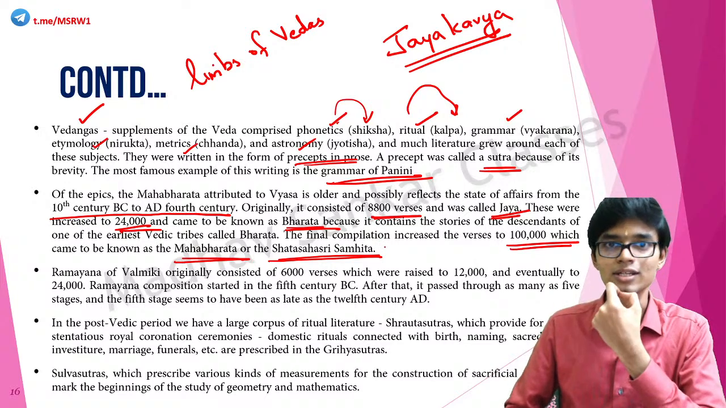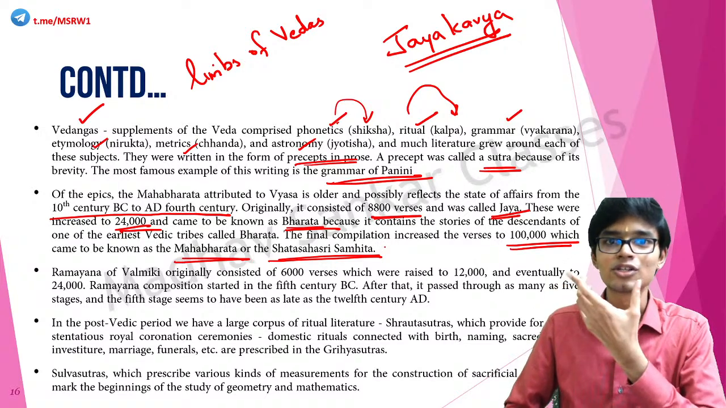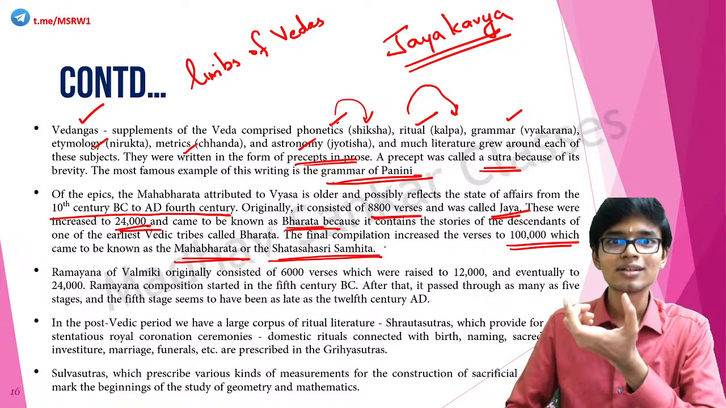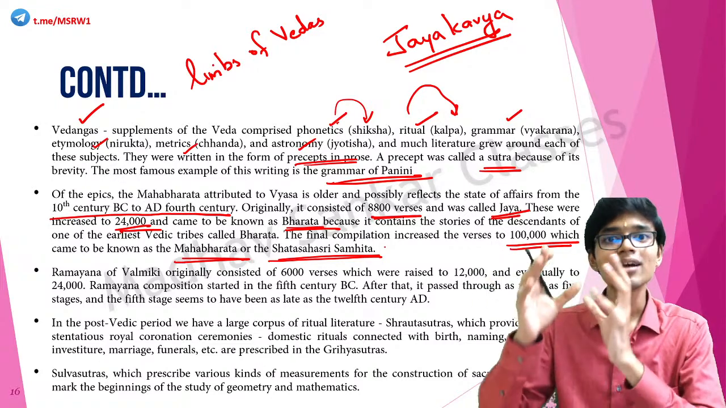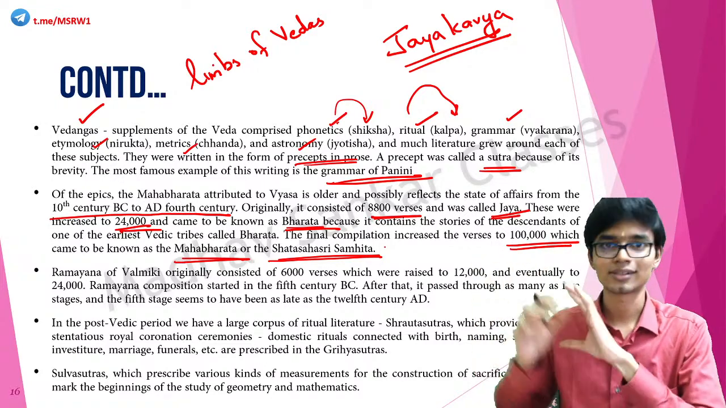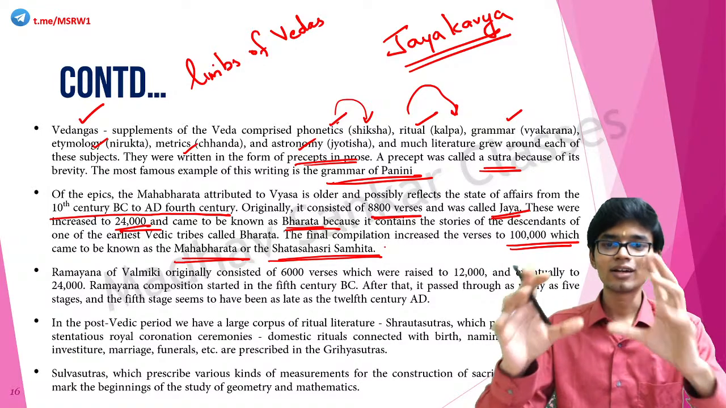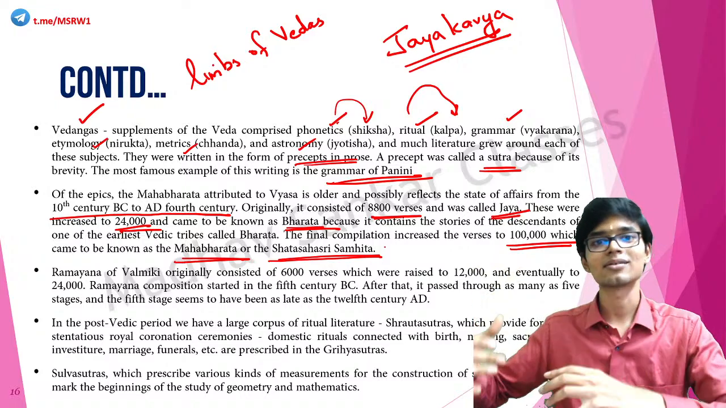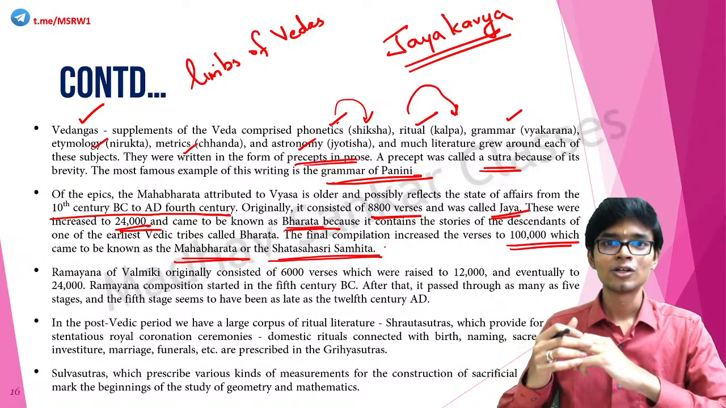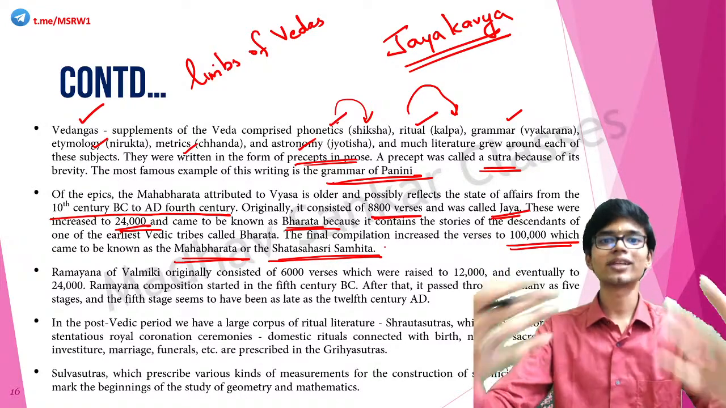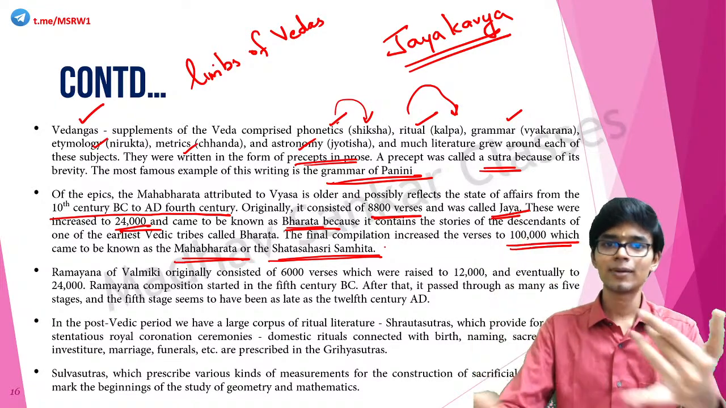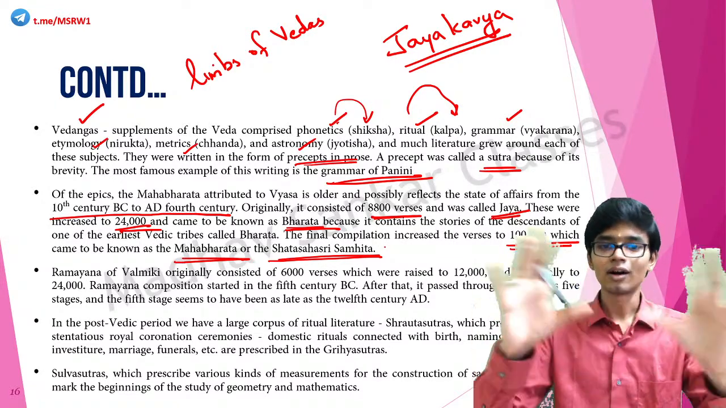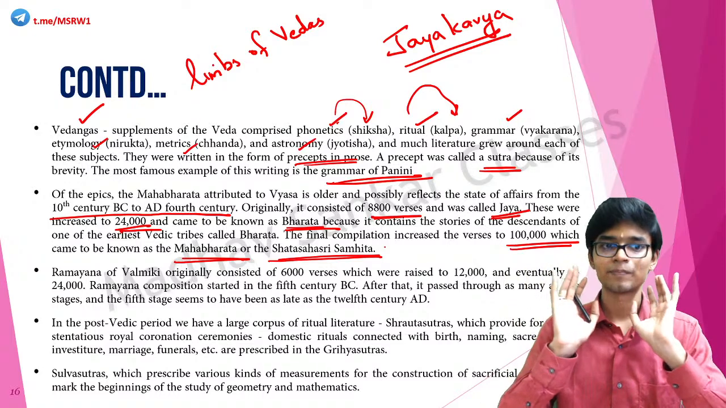Sahasram means what? 1000. Shatam means 100. So Shata Sahasri Samhita means a Samhita having 100,000 verses. So the 100,000 versed Mahabharata is known as Shata Sahasri Samhita. Basically all this refers to the same book. In layman's terms, Mahabharata, Jayakavya, Shata Sahasri Samhita, all these things are one and the same.